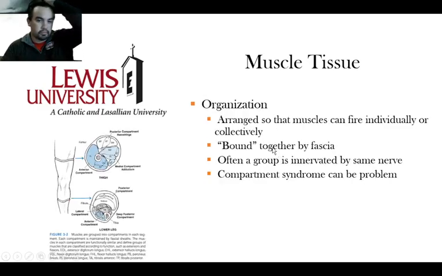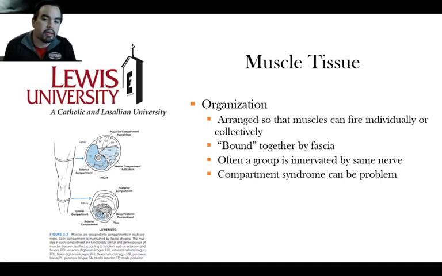So, organization. Muscles are arranged so that muscles can fire individually or collectively. They're bound together by what we call fascia, and often a group is innervated by the same nerve. And a compartment syndrome can be a problem. So if we look at our diagram over here on the left, this is a picture of the lower leg down here, okay? And if you look here, you have different compartments. You have the anterior compartment over here, you have the medial compartment in here, and you have the posterior compartment back here.